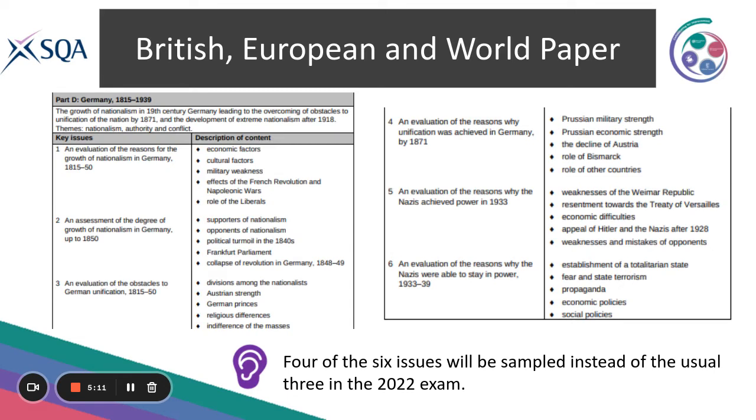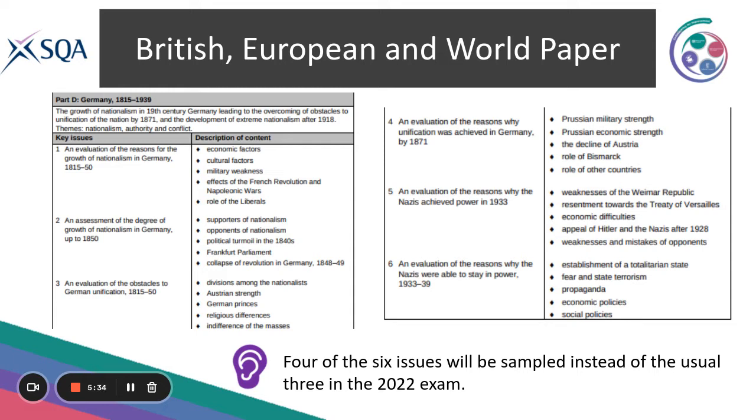So there's a few things that you need to be clear on, okay? In the SQA study guide, it stated 4 of the 6 issues will be sampled instead of the usual 3. Now that might not make sense to any of you, so if you have a look at this section here, you can see Part D, Germany, and you see it split up into 1, 2, 3, 4, 5, 6 topics.